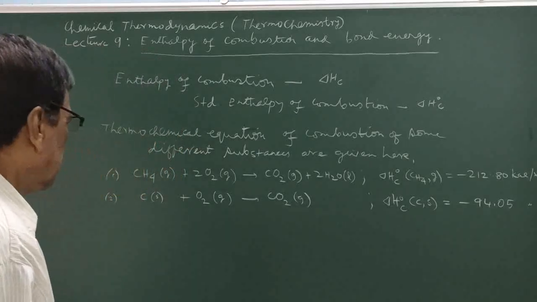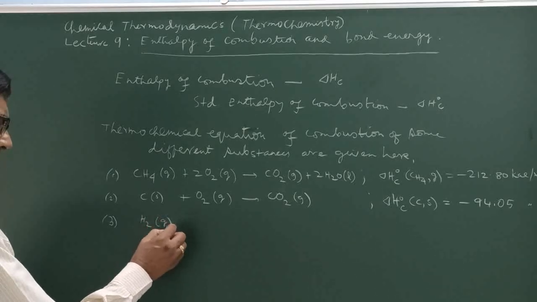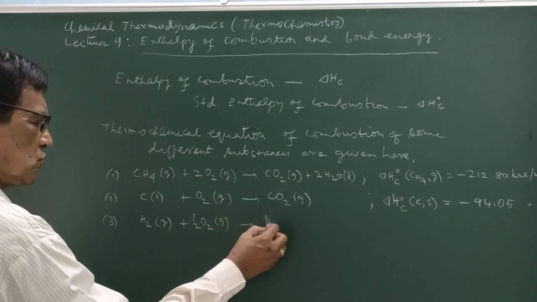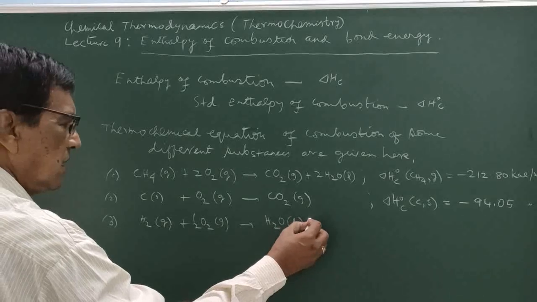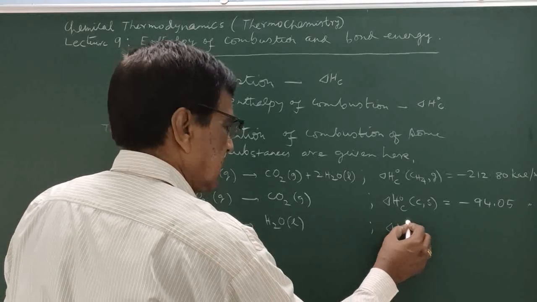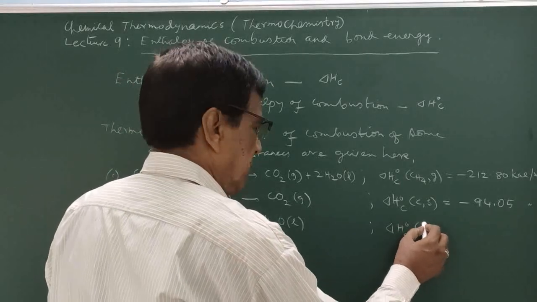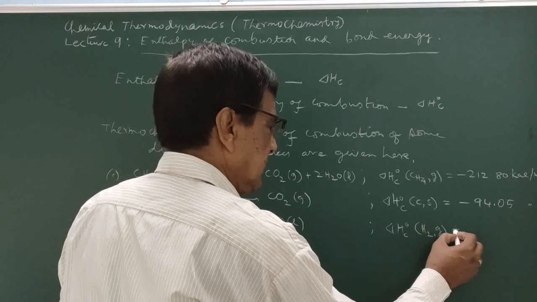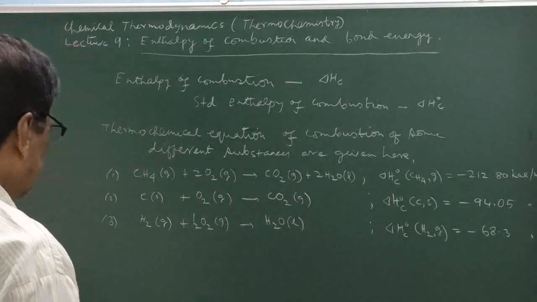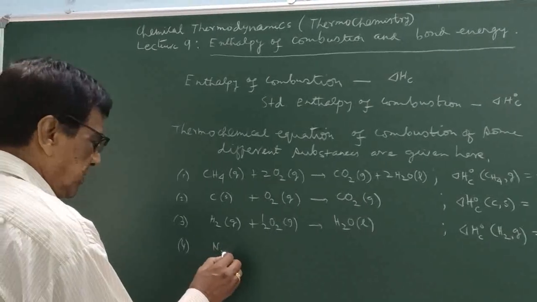kilocalorie per mole. And this third one I can also write, hydrogen gas plus half oxygen gas giving water liquid, and the standard enthalpy of combustion for this hydrogen gas is equal to minus 68.3 kilocalorie.